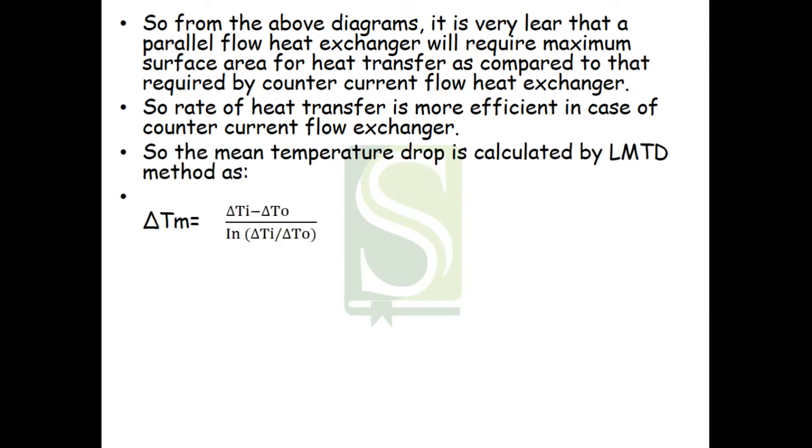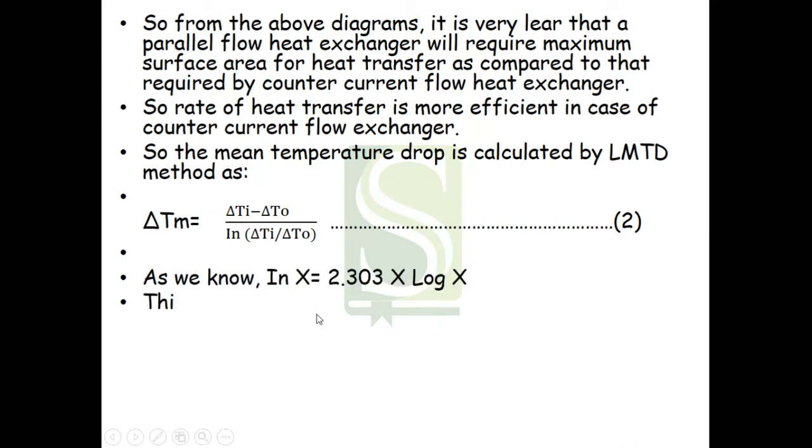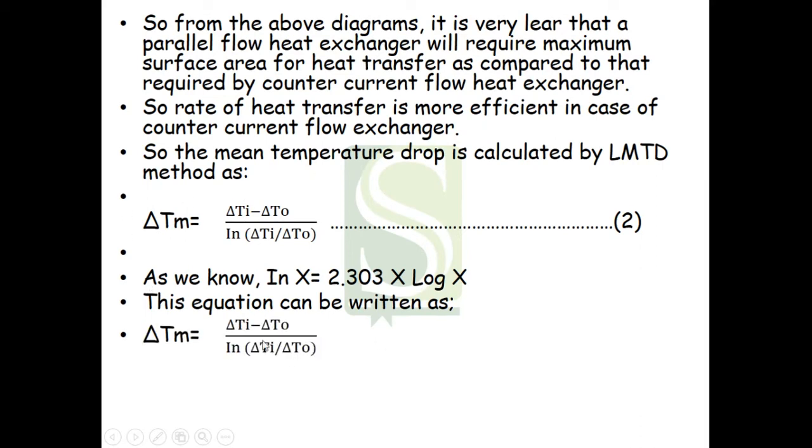So the mean temperature drop is calculated by the LMTD method as delta Tm. First we are going to calculate the delta Tm. Delta Tm is equal to delta Ti minus delta To upon inverse log of delta Ti by delta To. So this is the equation for delta Tm. Inverse log of x is equal to 2.303 into log x. So the same equation we will write as delta Tm is equal to delta Ti minus delta To upon 2.303 into log of delta Ti by delta To.